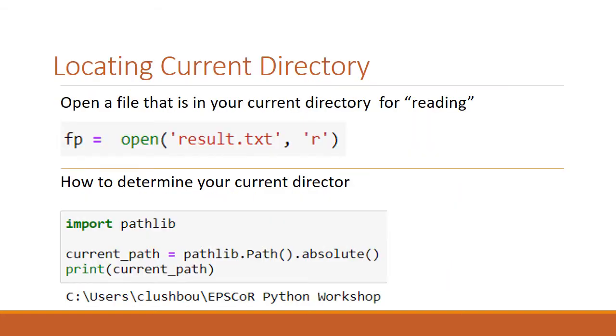When you're working within Jupyter Notebook, sometimes it might be hard to identify what your current working directory is. Python provides a module called pathlib. So you can import pathlib, and then within pathlib you can call the Path.absolute method, and it'll provide your current working directory.